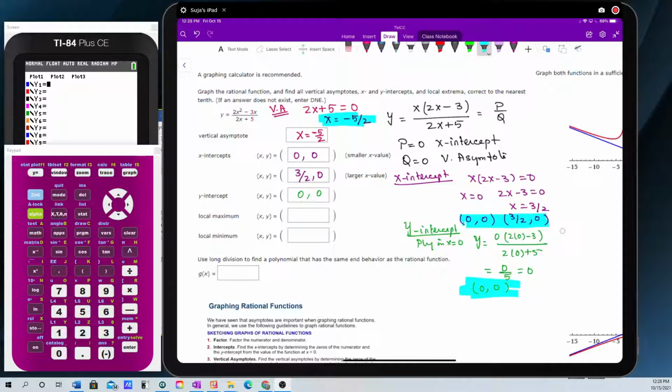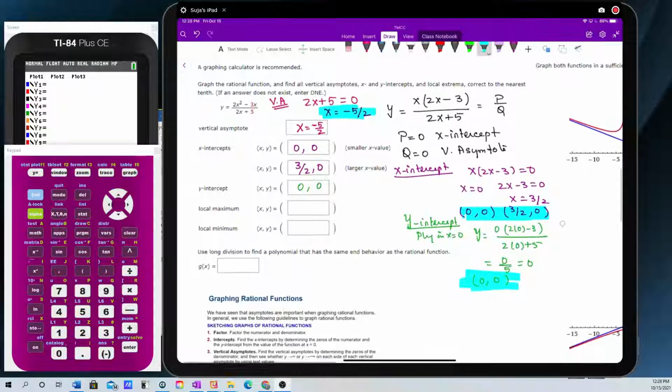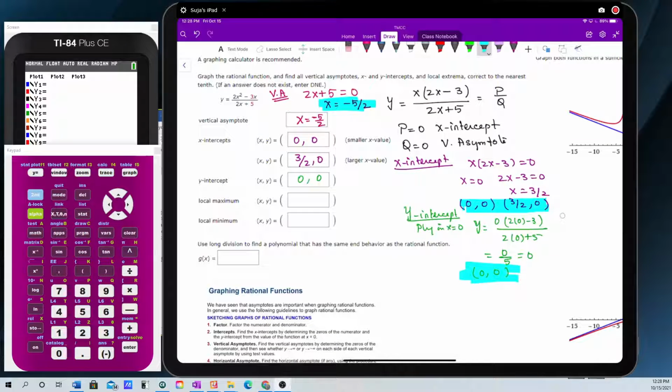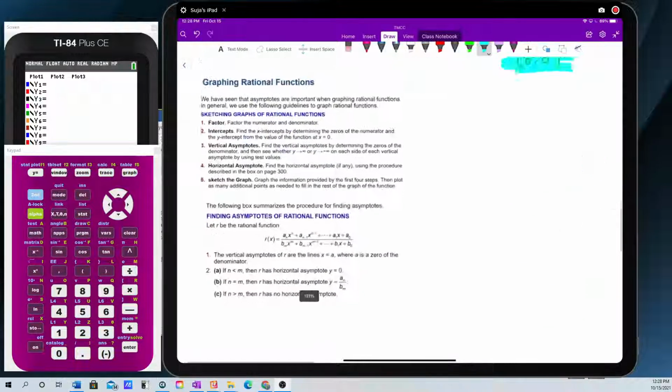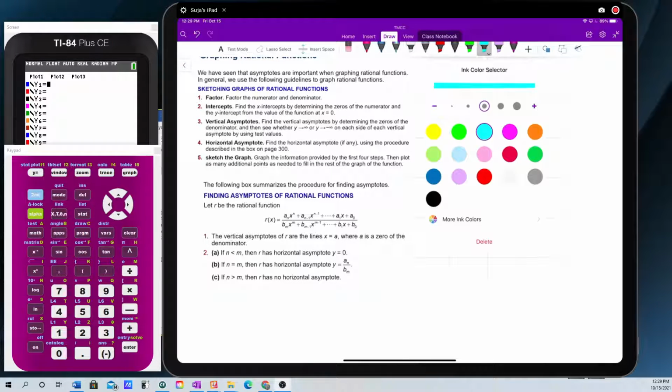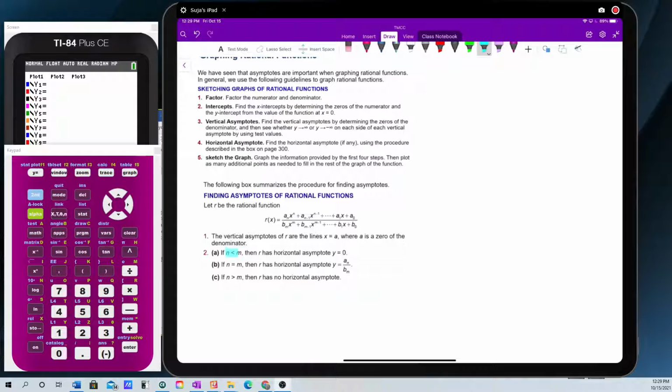Now, I need to look for the local maximum and local minimum. I'll come to that in a minute after graphing the function. But looking at the horizontal asymptote and oblique asymptote, we know the condition for a horizontal asymptote: the numerator degree has to be less than the denominator degree, or the numerator degree should be equal to the denominator degree. If the numerator degree is greater than the denominator degree, then there is no horizontal asymptote.